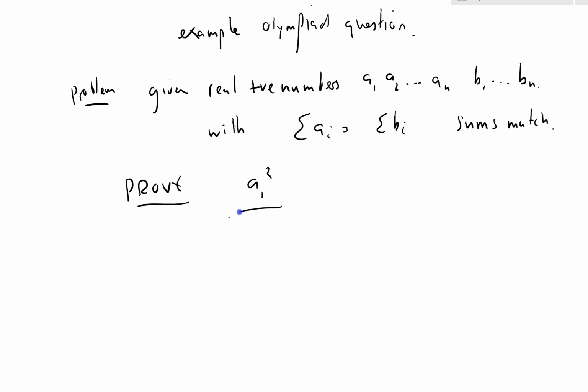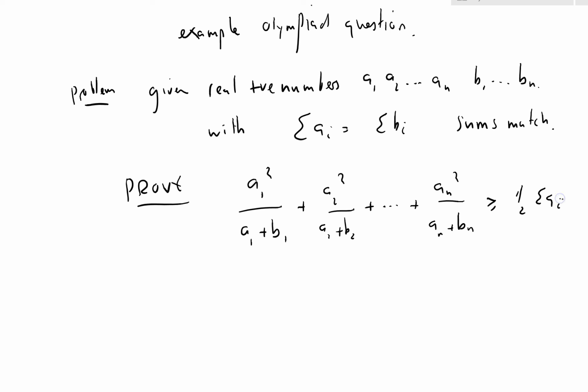that A1 squared over A1 plus B1, plus A2 squared over A2 plus B2, plus dot dot dot, plus An squared over An plus Bn is greater than or equal to a half sigma Ai. I'll just write that out a bit more neatly. Sigma Ai, which is of course the same thing as greater than or equal to a half sigma Bi, because this condition is the same here. So how on earth do we do this?